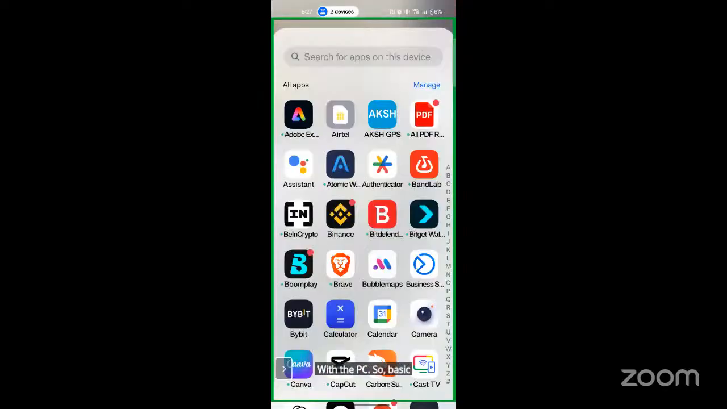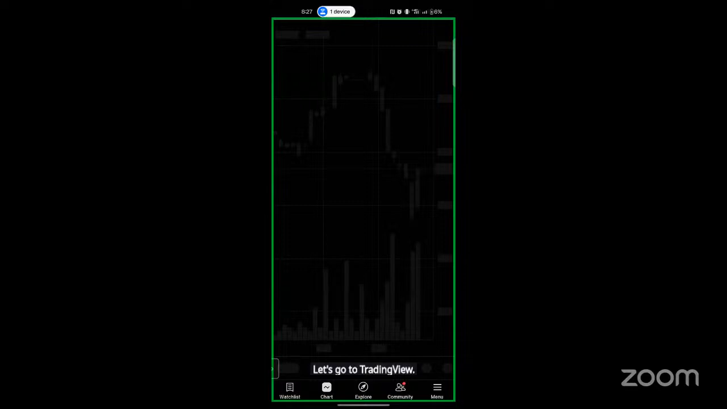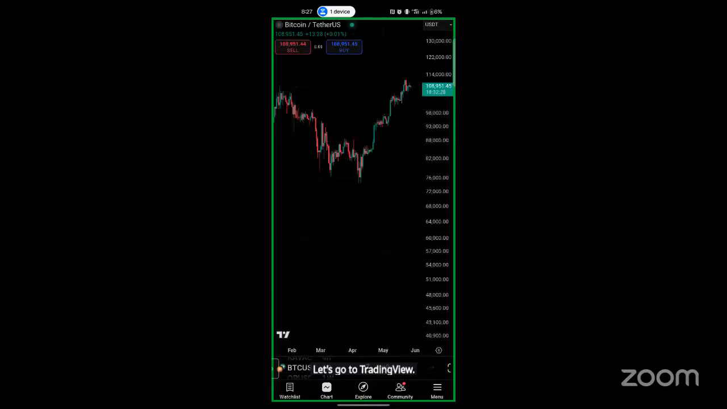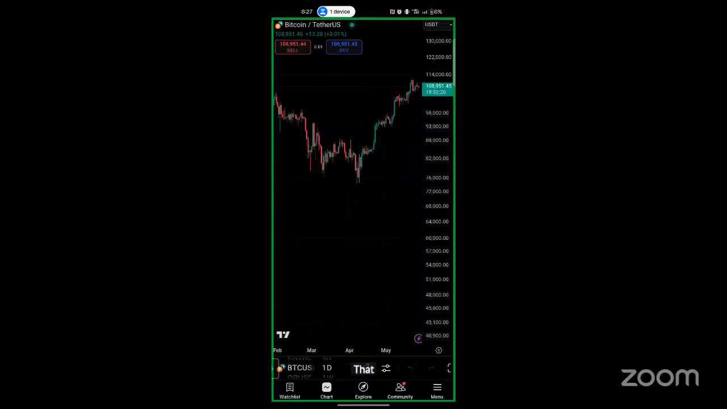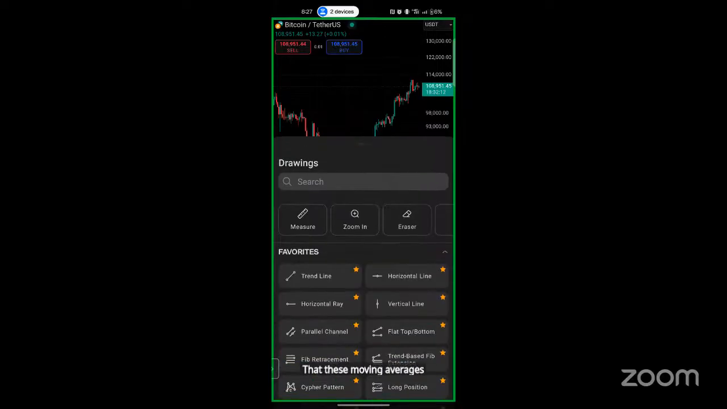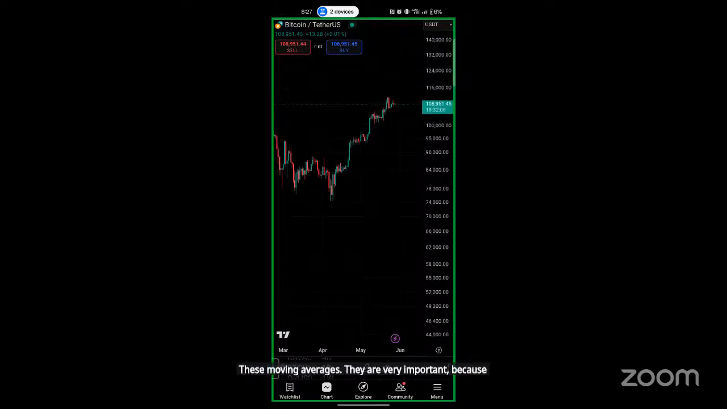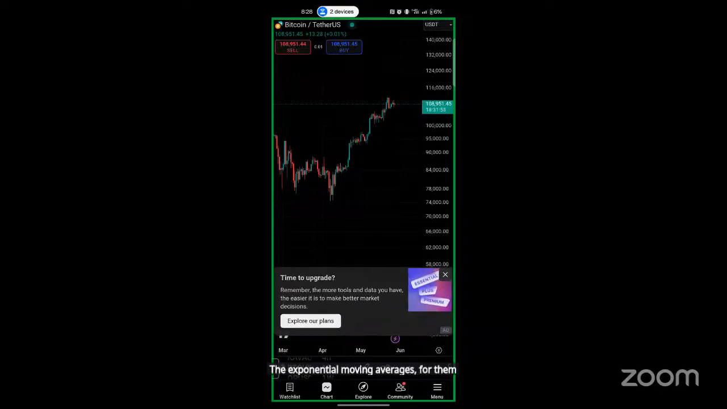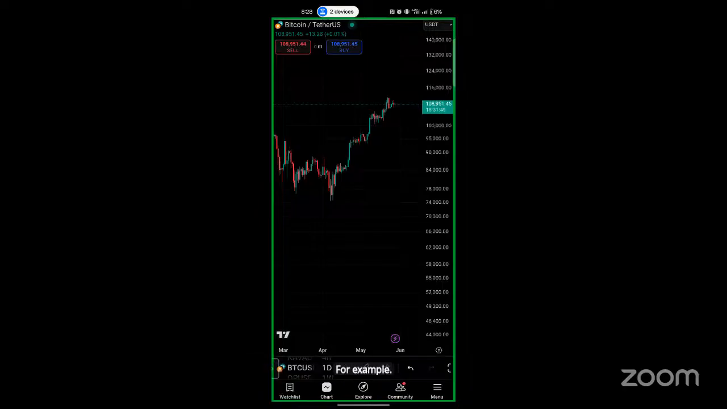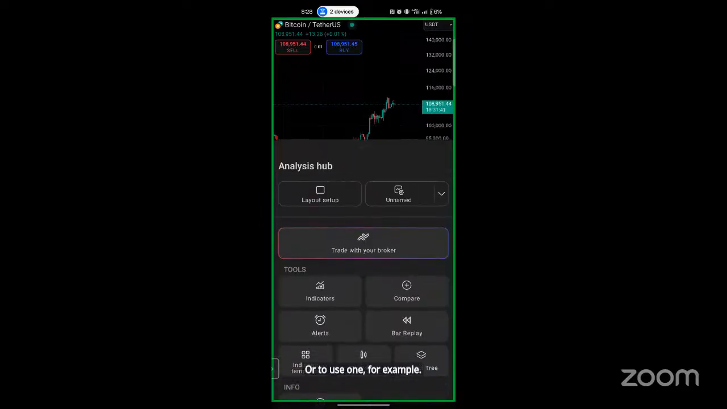So basically, let's go to TradingView. Like I have said, these moving averages are very important because they help you. If you are using the simple moving averages, they give a long-term trend. The exponential moving averages give you a short-term signal. You are free to combine both or to use one. For example, you can combine.